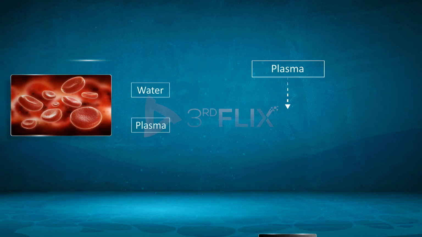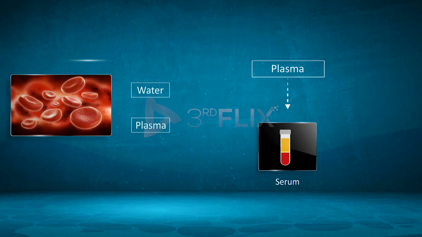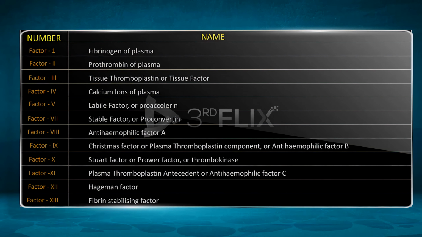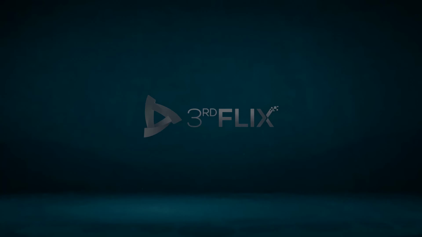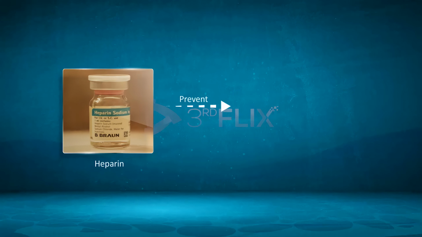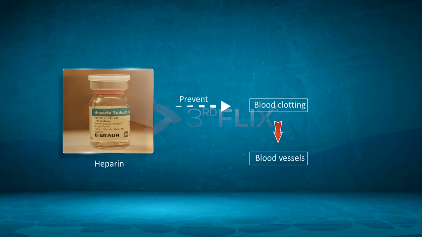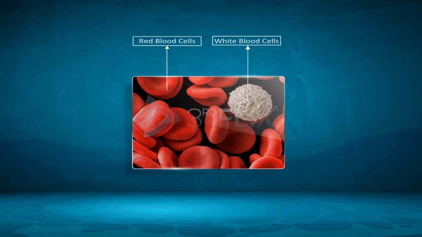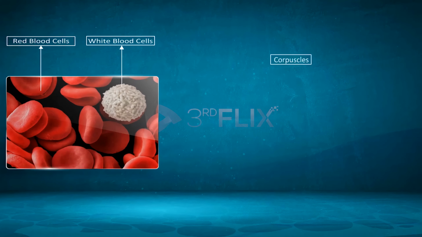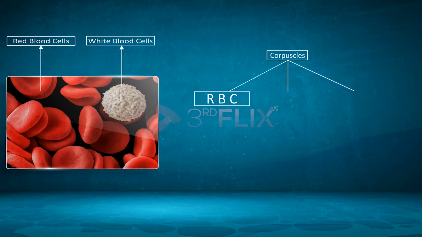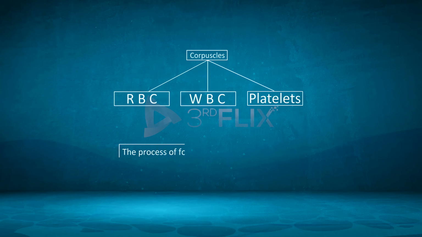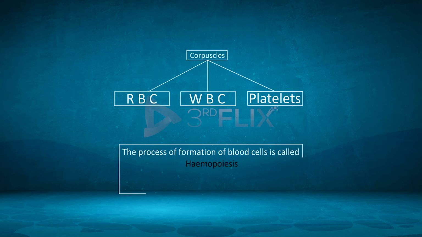Plasma also contains serum, along with the blood clotting factors as shown. Heparin in the blood helps to prevent clotting in blood vessels. Blood cells are called corpuscles. There are 3 types of corpuscles: RBC, WBC, and platelets. The process of formation of blood cells is called hemopoiesis or hematopoiesis.